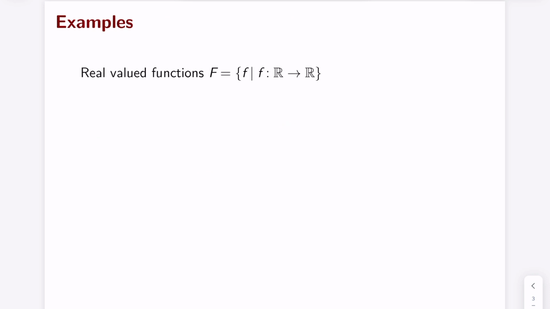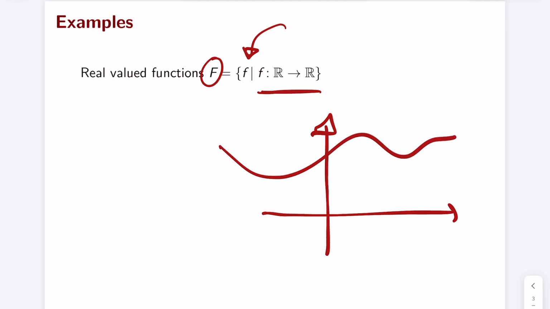So, for instance, let's start with this set. The set F is going to be the set of f such that f is a function from R to R, meaning the familiar functions, right? The functions f that you know from R to R. So these kinds of functions. So let's check if this is a vector space or not.